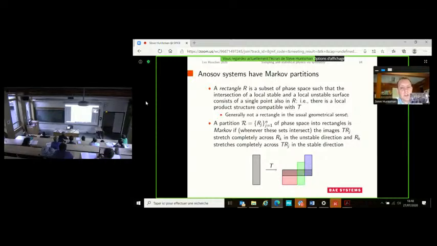Once you've got these rectangles, you say it's Markov if the images cross over each other in exactly the way that you would like. You take the forward image and it exactly crosses over other rectangles. And you can always construct such things. And these Markov partitions, like I said, will generally be fractal. They'll be quite nasty, but the cases we'll look at will be not so nasty.